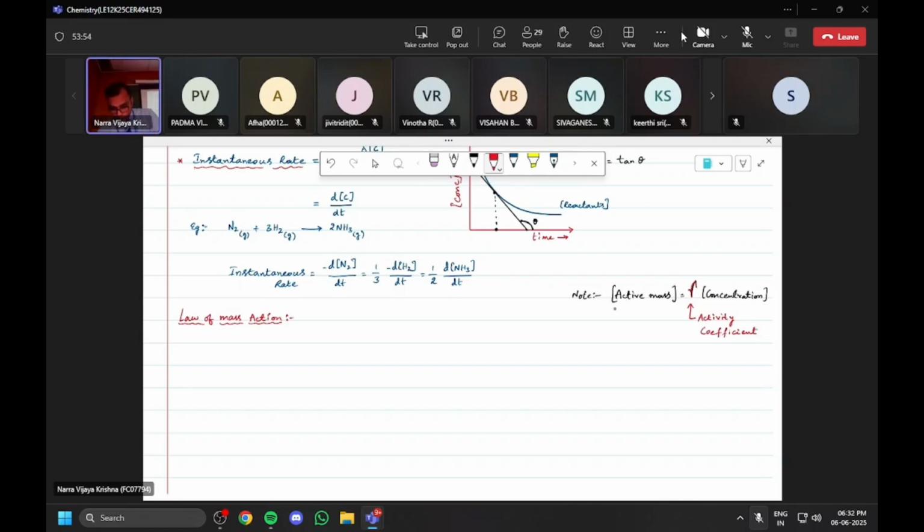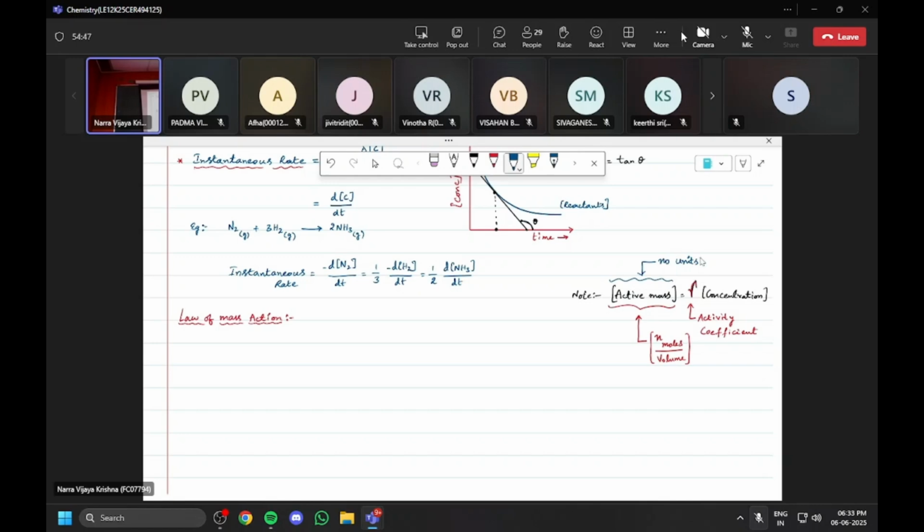Right? Active mass can also be written as number of moles upon volume in liters. Number of moles upon volume in liter. Nothing but concentration only, na? Right? And it is a dimensionless quantity. Active mass is a dimensionless quantity. Means what are the units of gamma? Reciprocal to the units of concentration. The gamma units is reciprocal units of concentration.